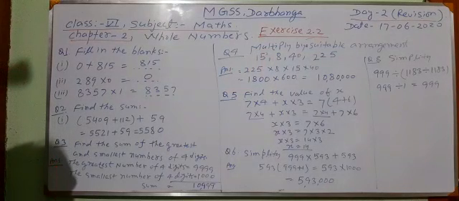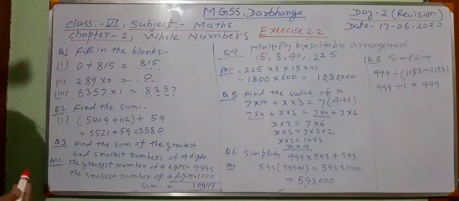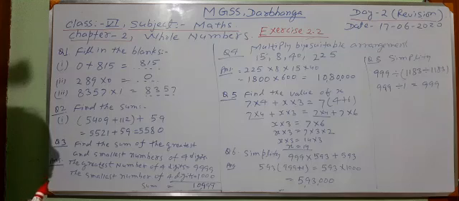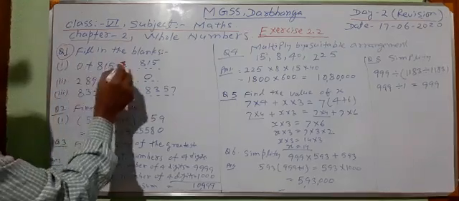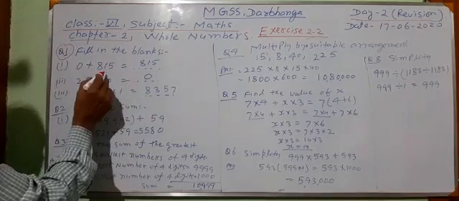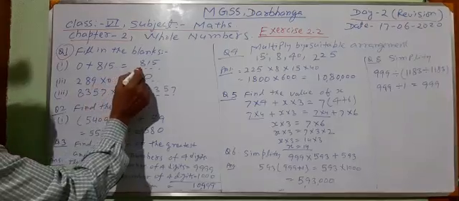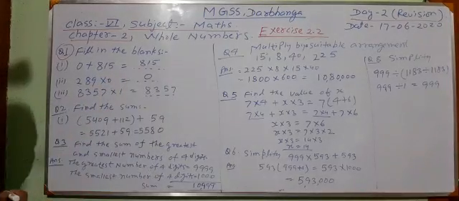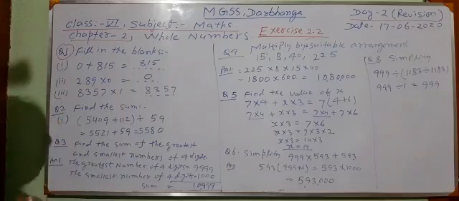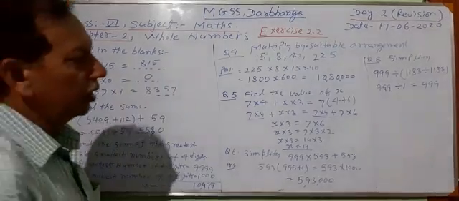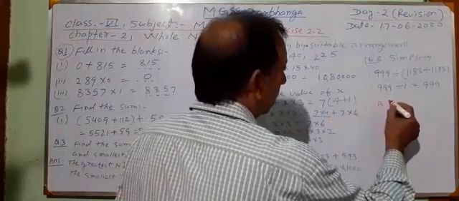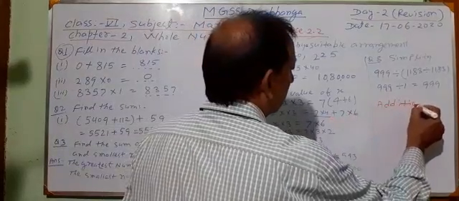Basic concepts we have already studied. On the basis of those concepts, we have to solve some problems. First question is fill in the blanks. Here 0 plus 815, we have to fill in the blank. This is the blank space. Here memorize one property, the additive identity. We have already read additive identity.